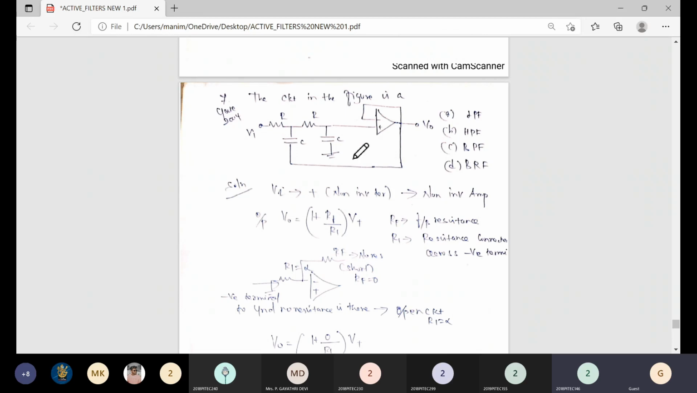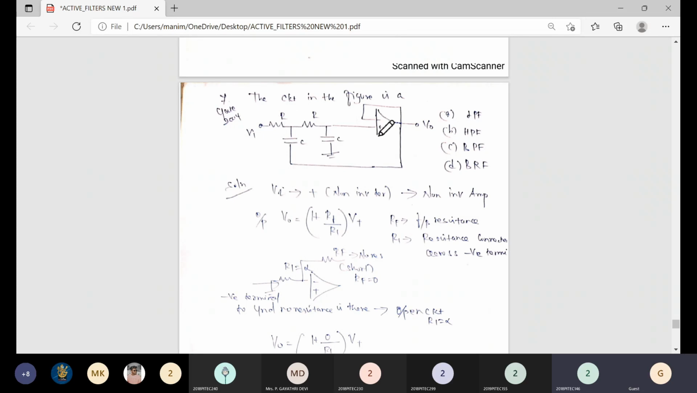First we identify which filter the given circuit is. Here the input is given to the non-inverting terminal through 2 RC sections. So this is second order. We should know that this is a second order low pass filter, with 2 poles: 1 RC, 1 RC, 2 RC.